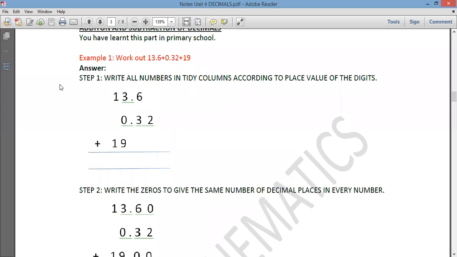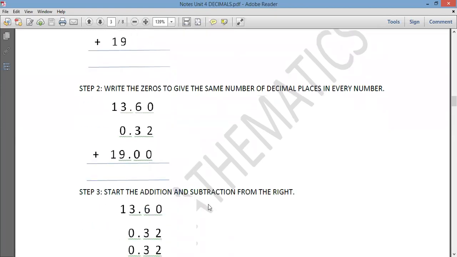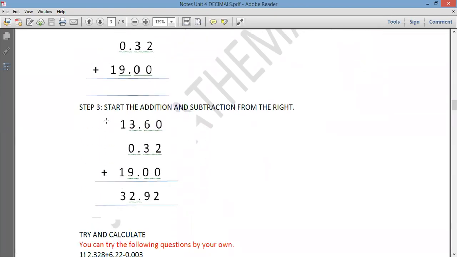So step 1, you have to write all the numbers in tidy columns, okay? And make sure the decimal point is in the same column. Okay, like this. You see, the empty space here, you have to fill in 0. Okay, empty space here, you fill in 0, and you add a decimal point here. Then you add up like usual addition or subtraction. Okay, I'm pretty sure you can do the addition yourself.